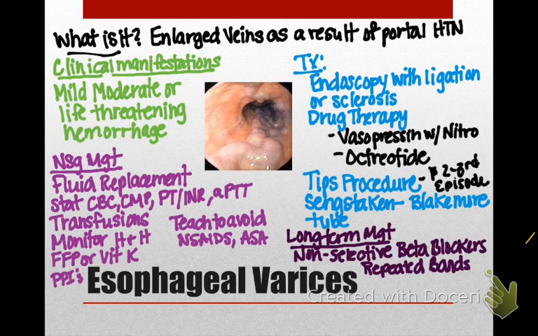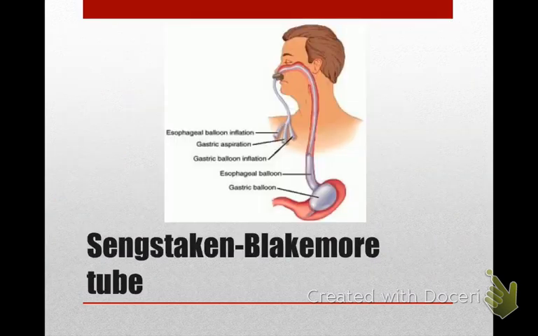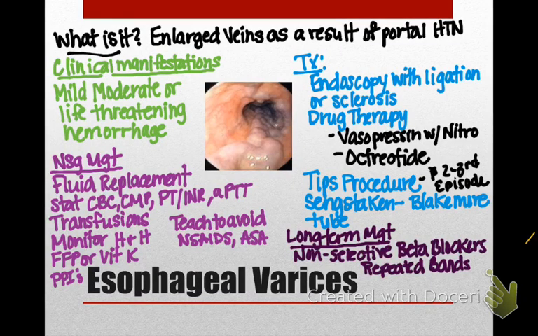So long-term management, you might see someone on non-selective beta blockers. They might need repeated bands. And then what did I say they might get if they have recurring bleeds, like after the second and third time? The TIPS procedure or the shunt, right? I'm going to add that.